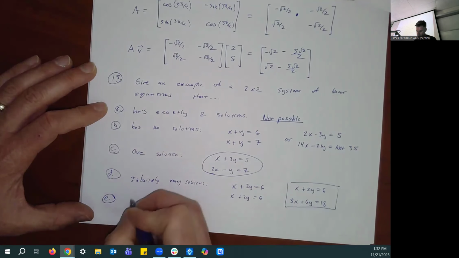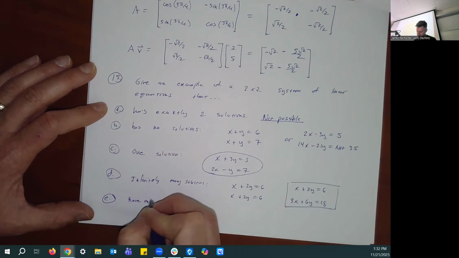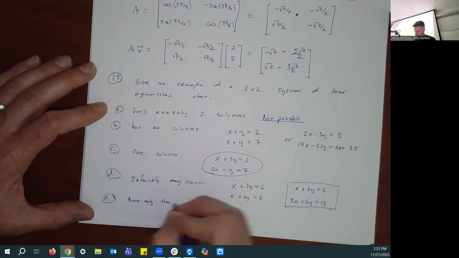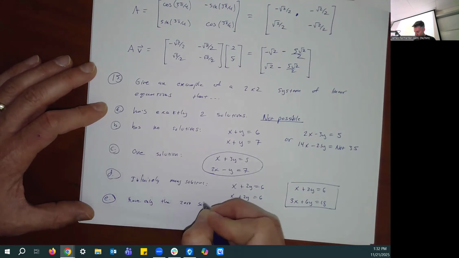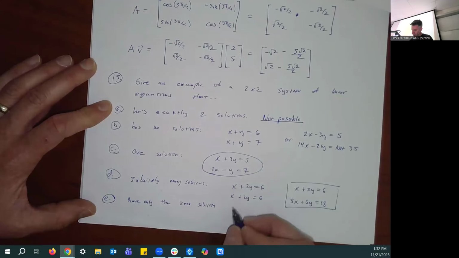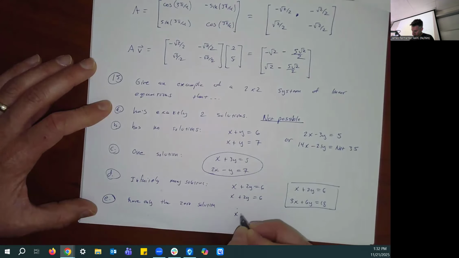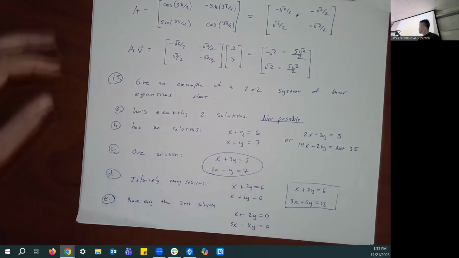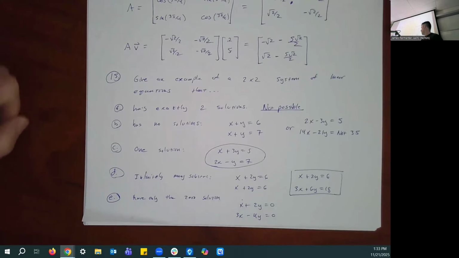So I want them to have only the 0 solution, meaning x equal to 0 and y equal to 0 is our only solution. It should be something like x plus 2y equals 0 and 3x minus 4y equals 0. For sure, those are not the same line, and they both go through the origin. So the origin is the only place where they intersect each other.